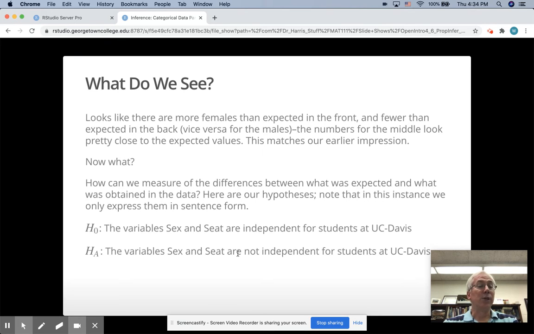Some sort of association, we're not specifying what kind of association there is, just that there is some sort of association. That's going to be our alternative hypothesis. So there aren't going to be equations and inequalities here. In the independence for two-way table case, our hypotheses are going to be statements, sentences. And so then we have to figure out what our measurement is going to be for determining whether or not we should reject the null hypothesis.